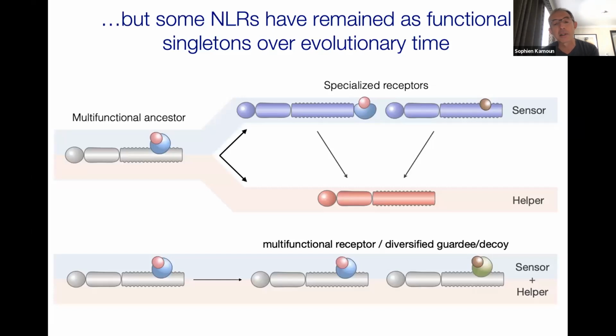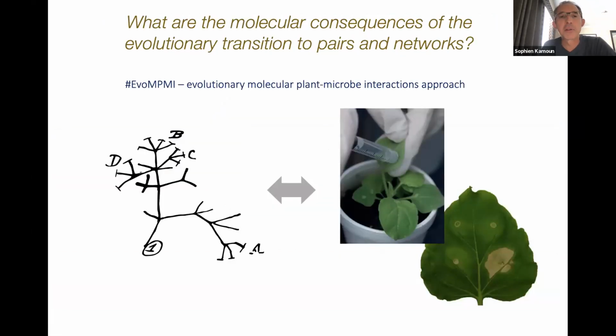There are certainly examples of NLRs that are quite conserved across evolution and that have remained as multifunctional receptors throughout time, as shown here. And in this case, the diversification is happening at the level of the guardee or the decoy, not at the level of the NLR protein itself. So there are different NLRs that have experienced different evolutionary trajectories, if you like, throughout time. And that's kind of the message really of this talk.